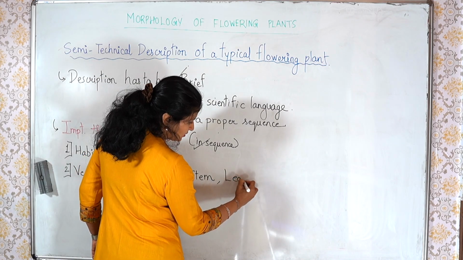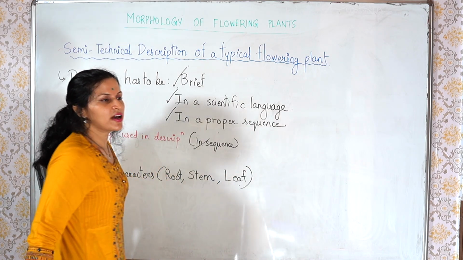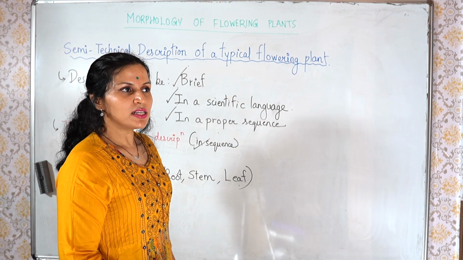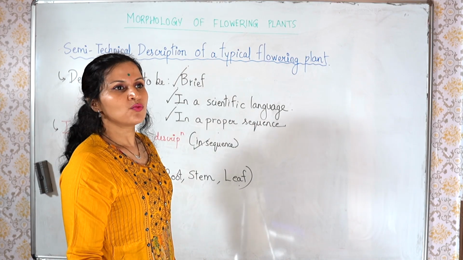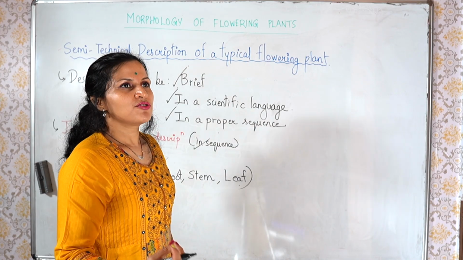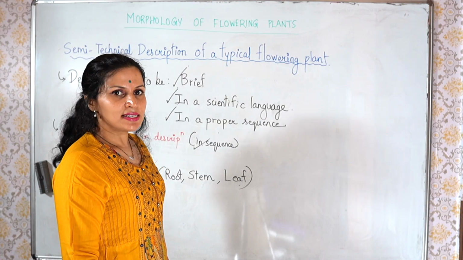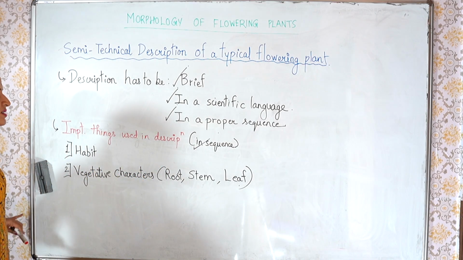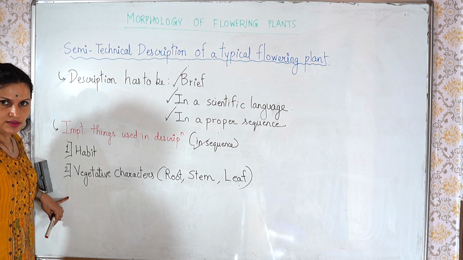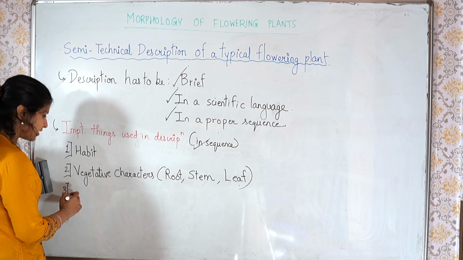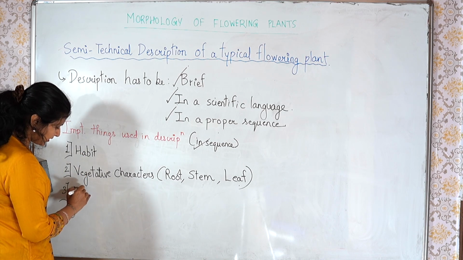Then about its leaves. For leaves you have to write whether the leaves are simple leaves or compound leaves. If compound, what kind of compound leaves. You have to write about its phyllotaxy, etc. These points are described in the vegetative characters. The third thing that comes in the description is floral characters.